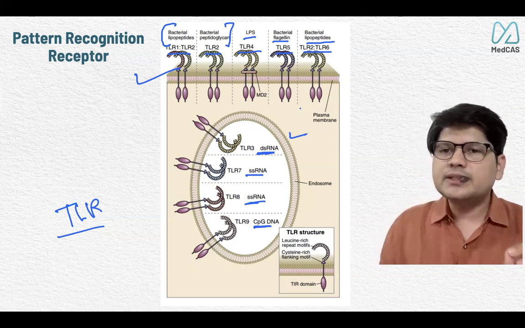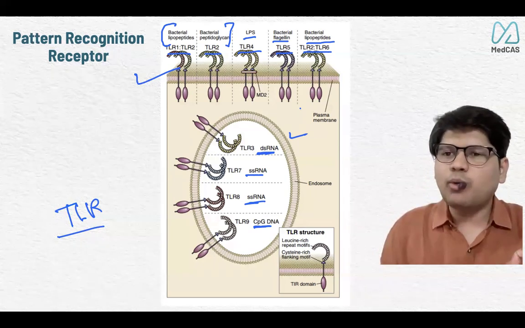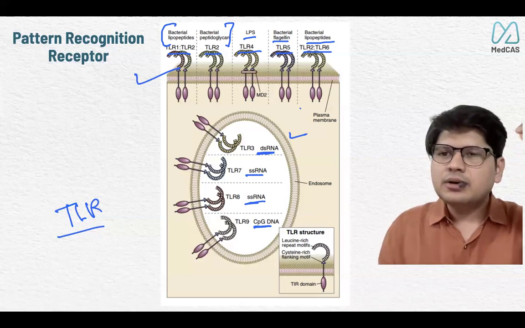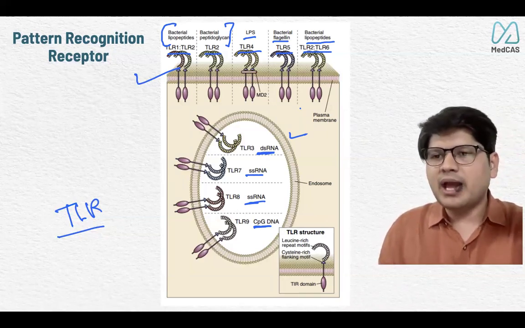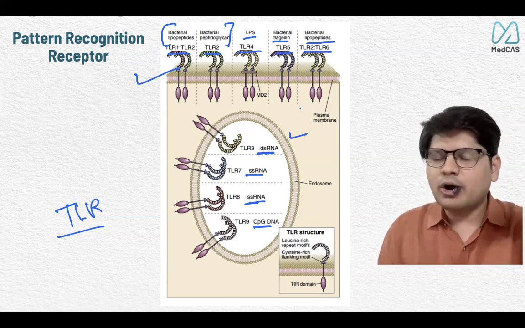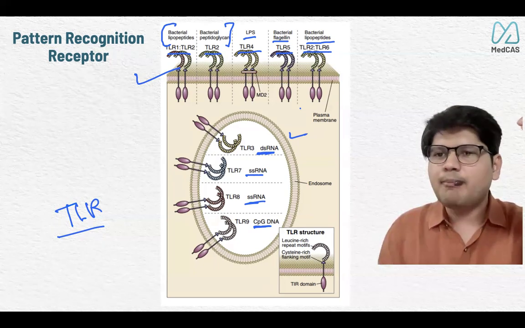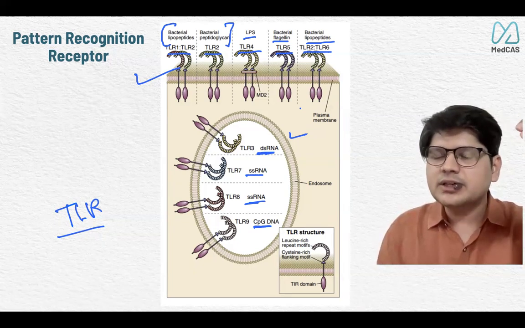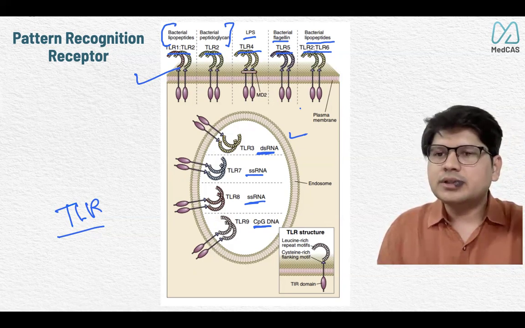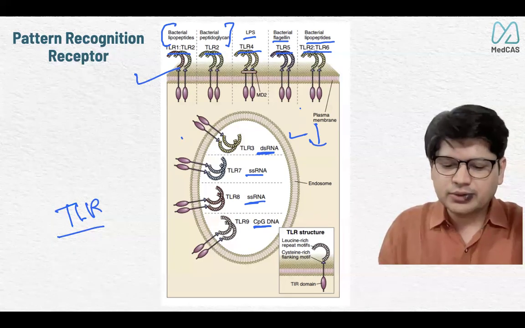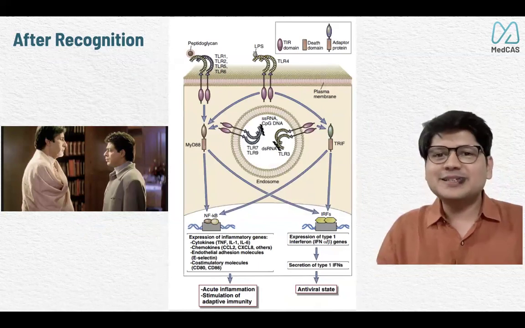But the important point is, once identification happens, what next, right? Now the microorganism has breached the barrier, has entered the body, and has been recognized by the PRR because it was expressing the PAMP. After recognition, we have to act, right? So the intracellular signaling should start, and that is the signaling pathway, right?